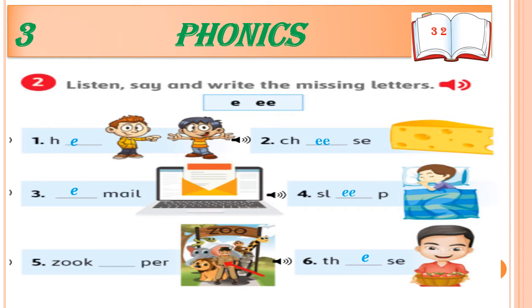Number 4, my students, it's sleep, sleep. You must add 2 E's, double E. Number 5 is zookeeper, zookeeper. Also we must add double E, my students. The last one is these, these. We must add just one E. Thank you, my students.